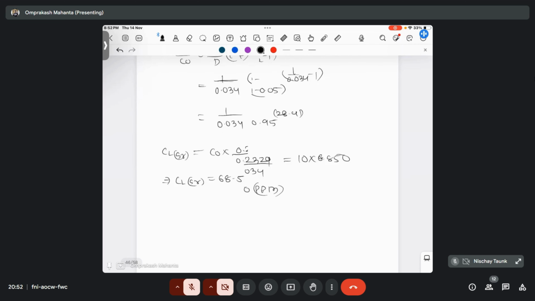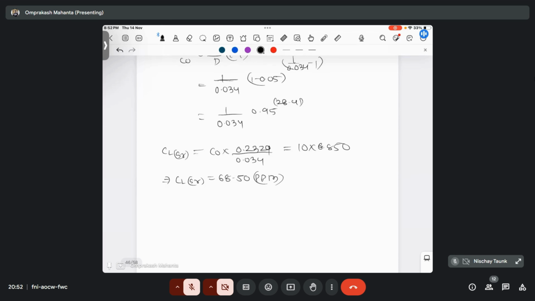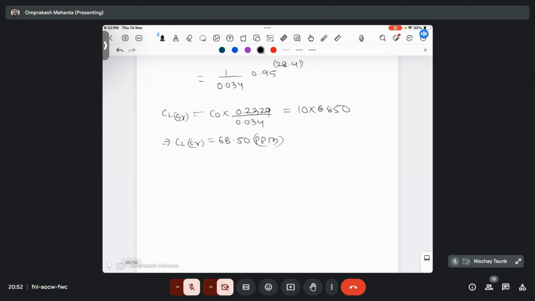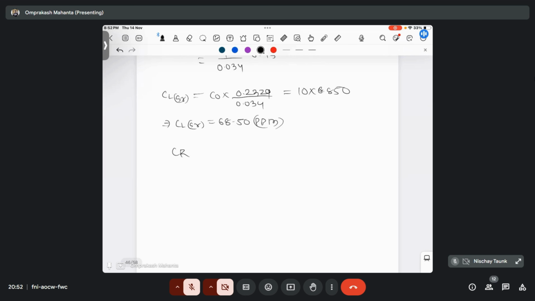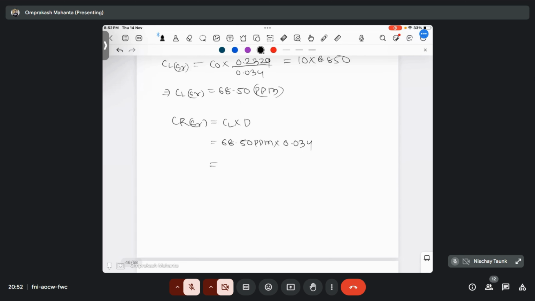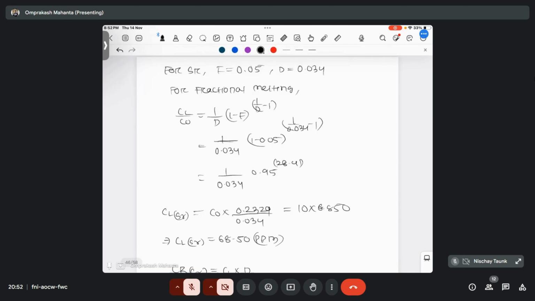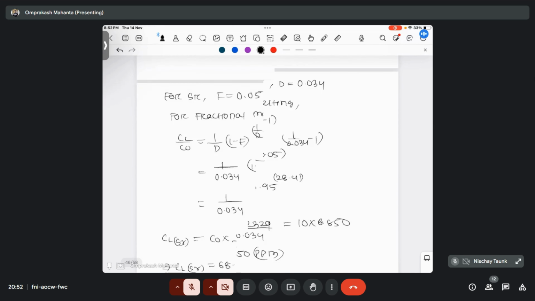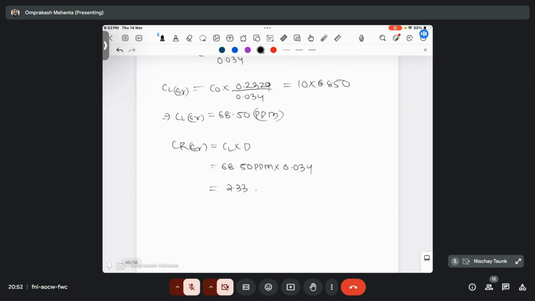Okay, so we got the Cl value for Sr, that is 68.50 ppm. Then what should be the Cr value, the residue value? I told you that is basically Cl into D, na? So Cl we got 68.50 ppm, into D we got 0.034. So it will come around 2.33. That will be done similarly for Ni. So if you want to calculate, you follow the same pattern.